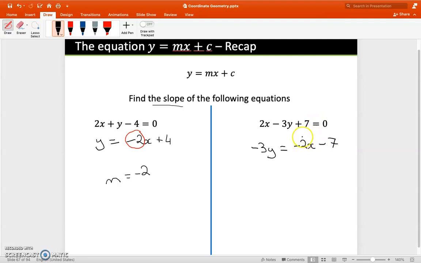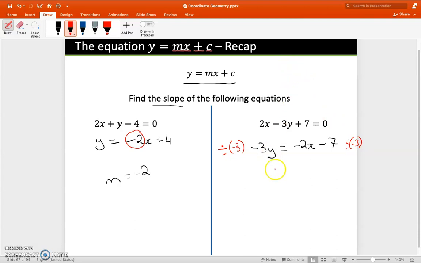Now this is where it's a little bit more of an issue, okay? So it has to look like this equation up at the top. y equals mx plus c. At the moment it doesn't because of the minus 3. So in order to get rid of that minus 3, what we do is we divide by minus 3. Okay, and then because of the equals, what I do to one side, I have to do to the other.